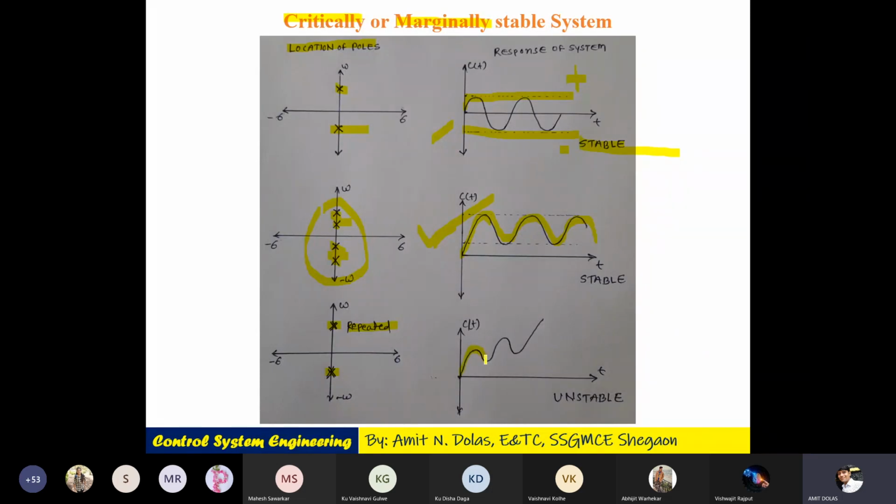It will oscillate and will move towards infinity with time, and in this case only it is unstable. The first two are the marginally stable ones and the last one is unstable.